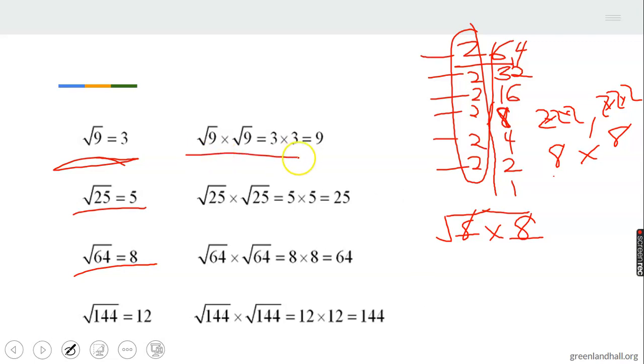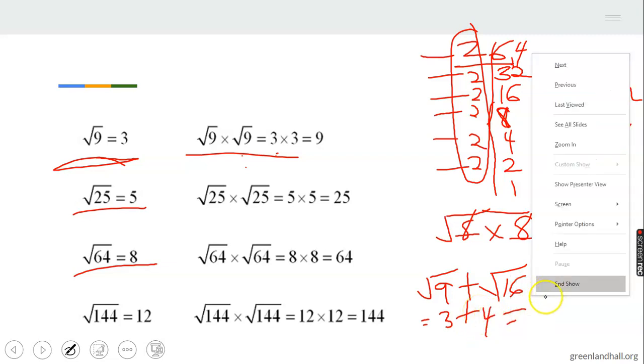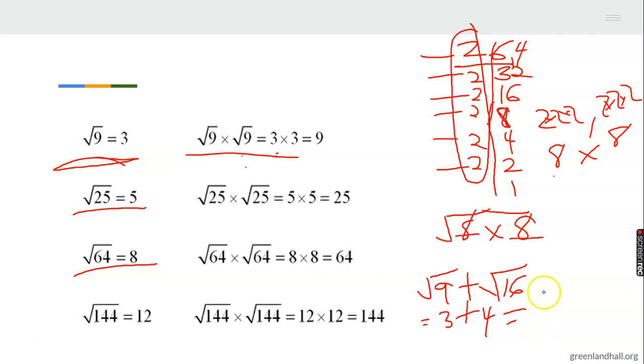Now these are equations. Square root of 9 times square root of 9. Square root of 9 is what? 3. The second square root of 9 too is what? 3. And 3 times 3 is what? 9. So let's say you're even given square root of 9 plus square root of 16. Square root of 9 is what? 3. Plus square root of 16 is what? 4. And 3 plus 4 is what? 7. So you just write your 7 there. Is that taken?